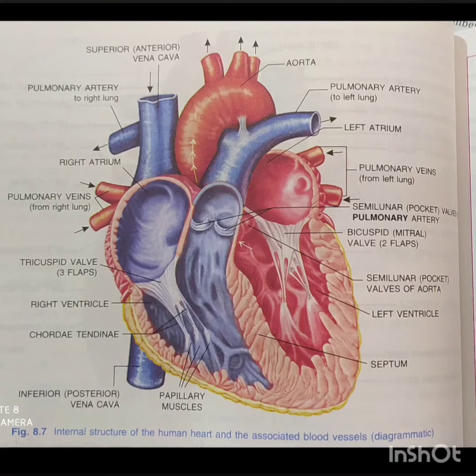Good morning, students. Today we will continue with our chapter number 6, the circulatory system. Today we will study the structure of the human heart. The heart is roughly a cone-shaped muscular organ about the size of your fist. It weighs about 300 grams.